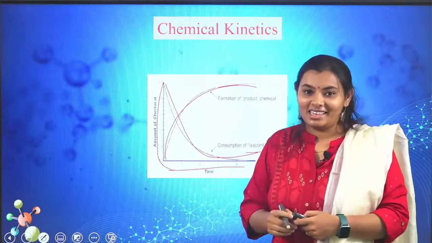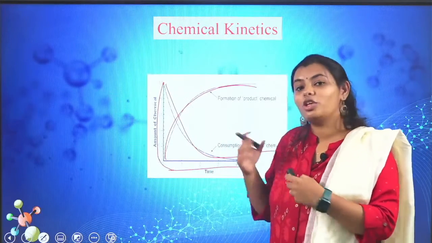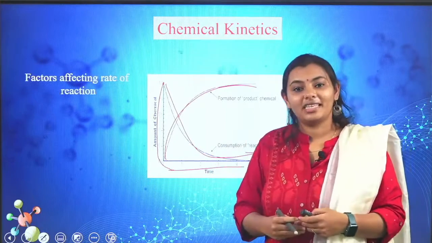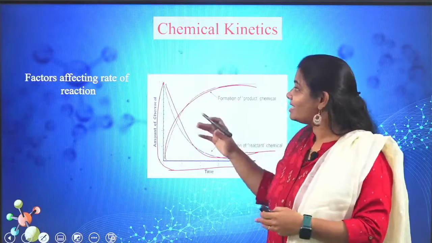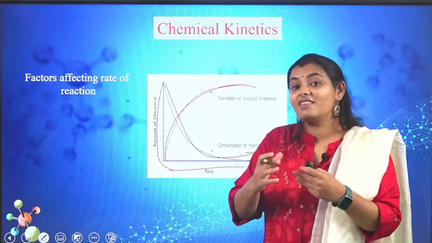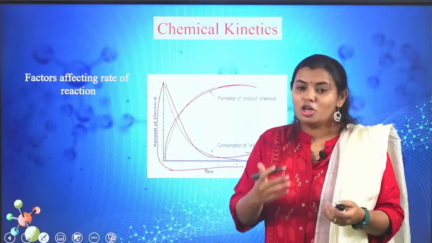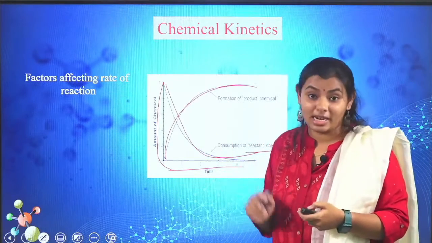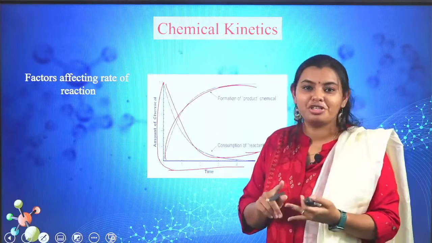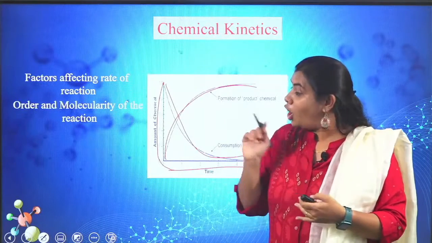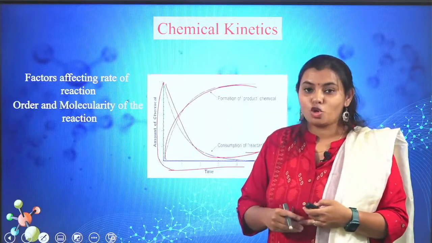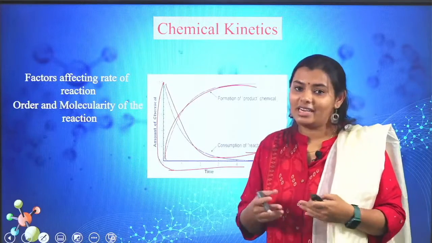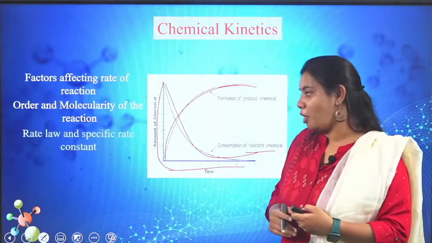In our chemical kinetics. So chemical kinetics, what are the topics that we are going to study? Shall we see that? Factors affecting the rate of the reaction. So this chemical kinetics exactly gives the rate of the reaction. So what exactly are the factors that affect the rate of the reaction? We are going to study about those, like concentration, time, order and molecularity of the reaction. So whatever reaction is happening, what is the order of that reaction? What is the molecularity of that reaction? We are going to be studying about that.